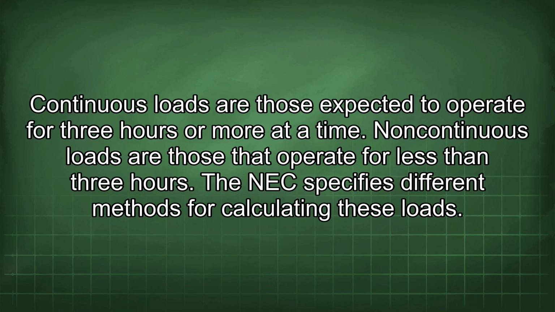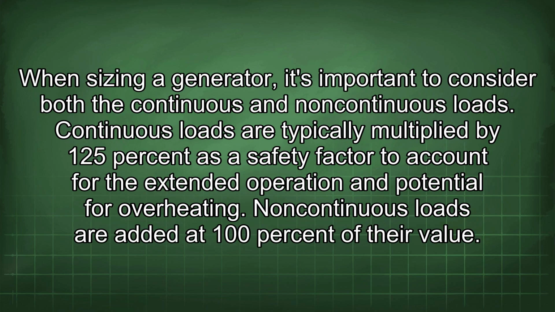The NEC specifies different methods for calculating these loads. When sizing a generator, it is important to consider both the continuous and non-continuous loads. Continuous loads are typically multiplied by 125% as a safety factor to account for the extended operation and potential for overheating. Non-continuous loads are added at 100% of their value.